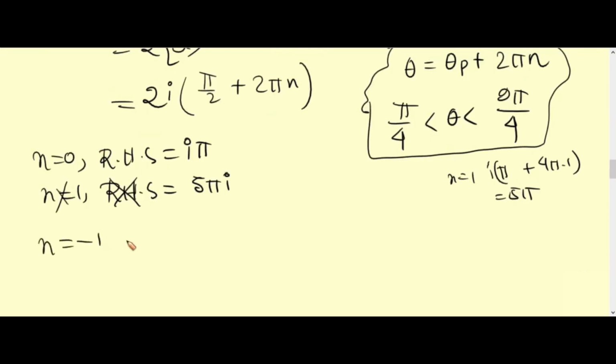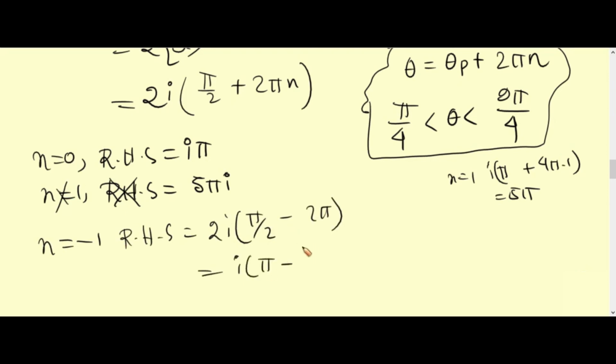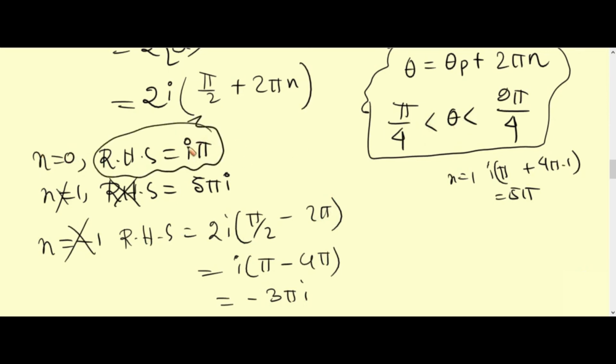Again, we can go for n equals -1, and if we do that, the right hand side will be just 2i(π/2 - 2π). And here you can see that this will be iπ - 4πi, right? And this is just -3πi. So this is also violating this bound over here. So we don't need n equals -1 as well. So the only valid n that satisfies this bound is also n equals 0. And for that we have the right hand side as iπ as well.